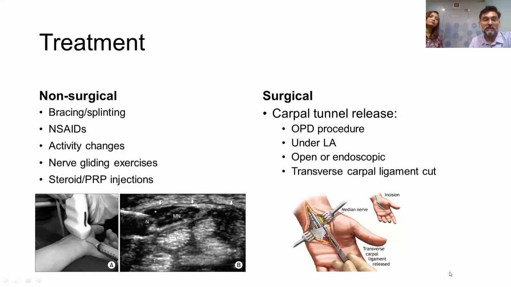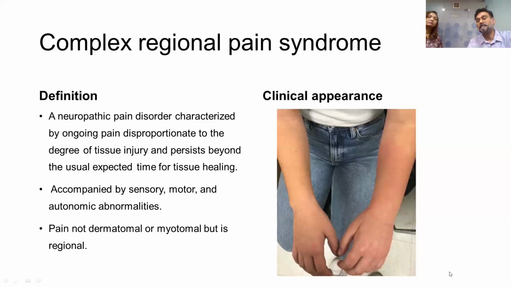The treatment includes, again, surgical and non-surgical. Non-surgical treatments include bracing or splinting, NSAIDs, activity changes, nerve gliding exercises, steroid or PRP injections, as you can see in the picture. And the surgical treatment includes a procedure called carpal tunnel release, which is an OPD procedure. It is done under local anesthesia. It could be open or endoscopic. And in this procedure, the transverse carpal ligament is cut, which releases the pressure on the median nerve.